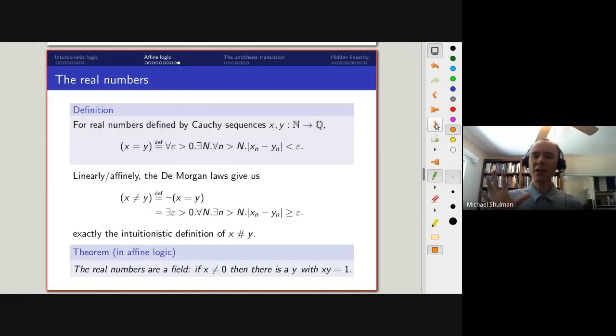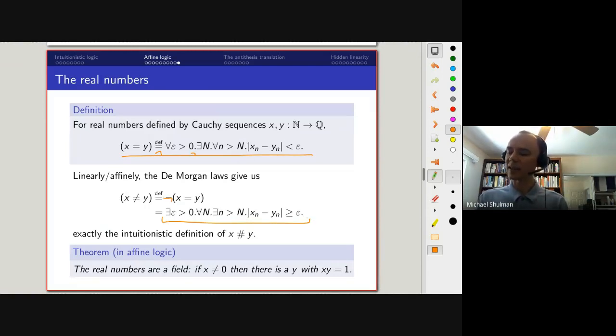And so here's how this solves the problem of apartness or inequality for real numbers. Here's my definition of equality for real numbers using Cauchy sequences. In linear or affine logic, now we have this complete De Morgan duality. And so if I just negate this equals with a single slash, that's just a not sign in front of it. But now I can push that through, right? Not for all becomes exists not. Not exists becomes for all not, and so on.